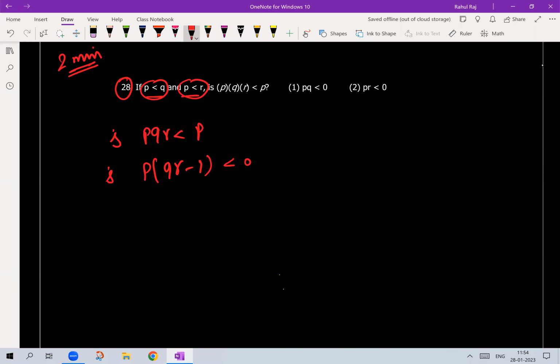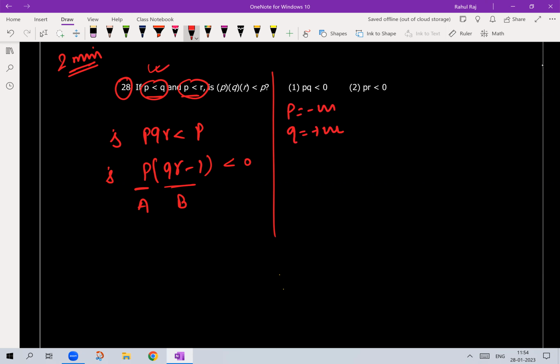Yes, yes. Now simple, is A cross B less than 0? It means A and B are on opposite sides. It means P and QR minus 1 are on opposite sides. So option number 1 says what? PQ is less than 0. But what is given to me in the information? P is less than Q, right? And if PQ is less than 0, you know that P is negative, and you know that P is less than Q. Can I 100% conclude that P is negative and Q is positive?